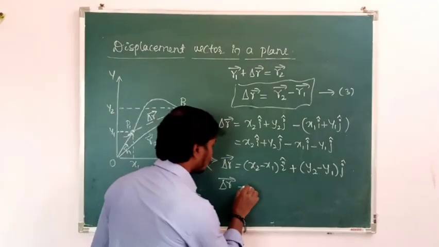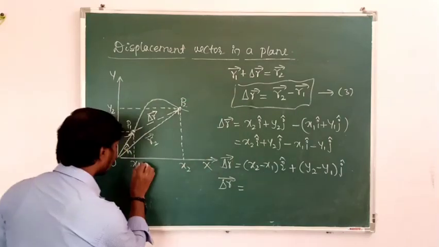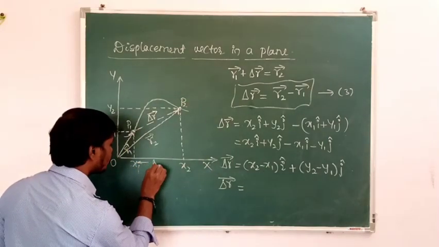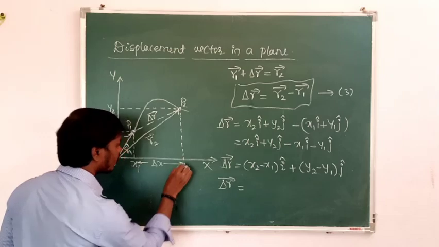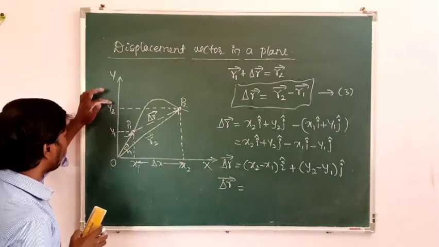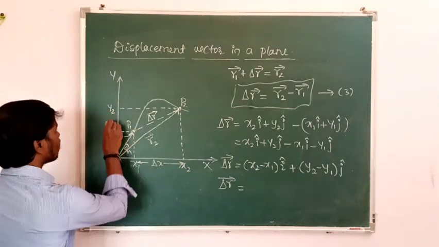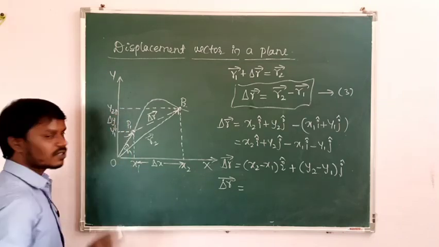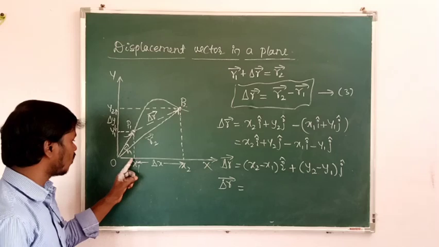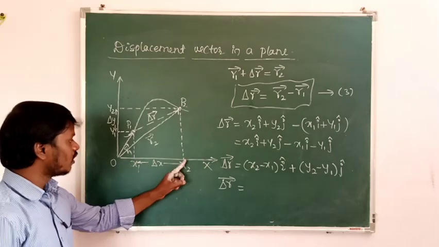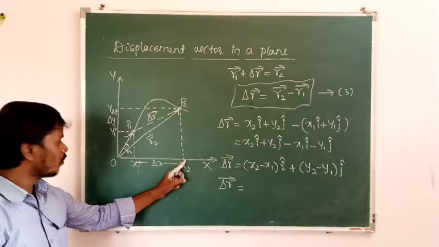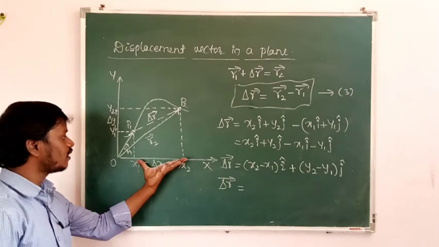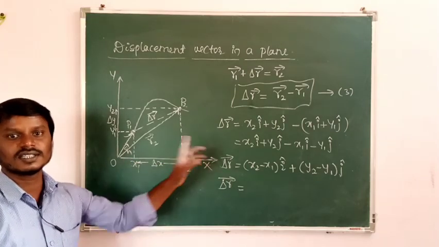So x2 minus x1 gives the displacement of the particle along the x-axis, and y2 minus y1 gives the displacement of the particle along the y-axis. Suppose let us consider an example. x1 is 1 meter and x2 is 4 meter. 4 minus 1 gives the 3 meter displacement along the x-axis.